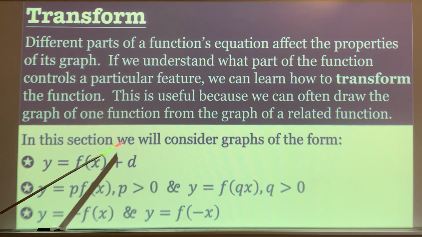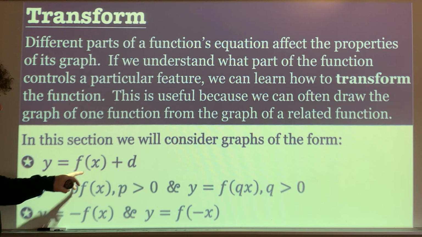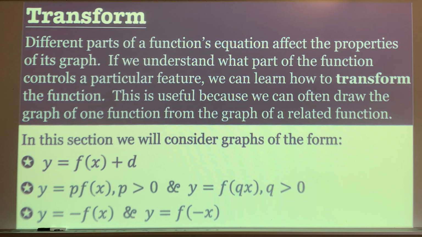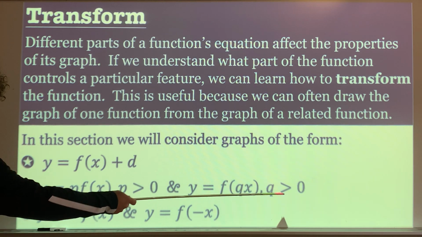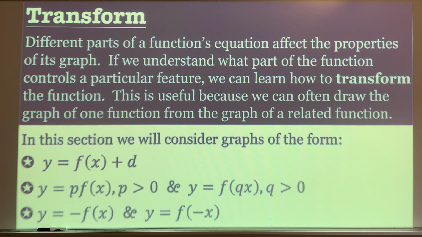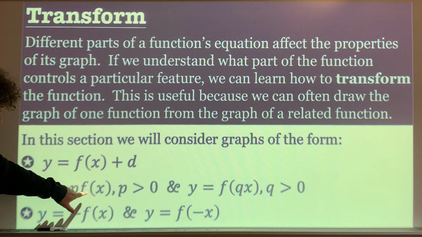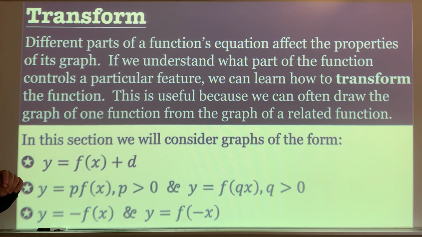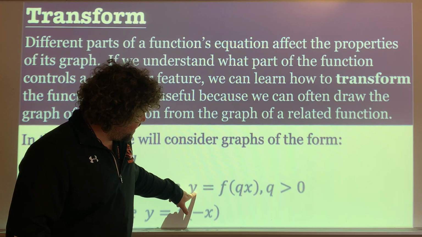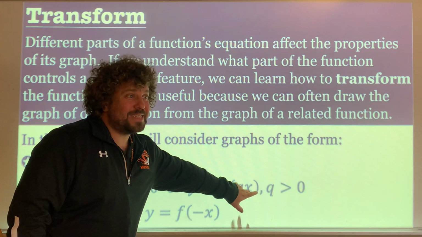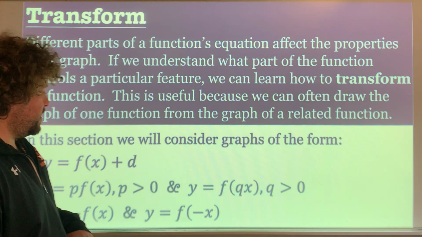So here's what we're going to do. We're going to consider three different forms. We're going to start basic. The first one is y equals f of x plus d. What happens when you just take your function and add a specific number to it? Second one, y equals p f of x, where p is greater than 0, or y equals f of q x, where q is greater than 0. So what happens when I multiply a function by a scalar that's greater than 0? Or what happens when I take a function and multiply what's inside the function by a scalar that's greater than 0?